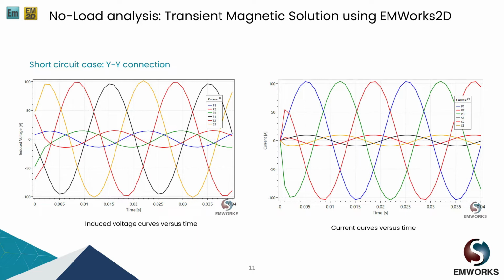Now the induced voltage versus time and the current versus time. These are the right figures. The right figure contains the short circuit current versus time. It can be seen that the current reaches a high value because of the short circuit test.